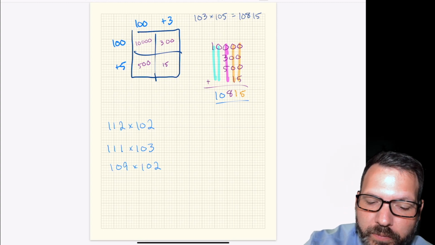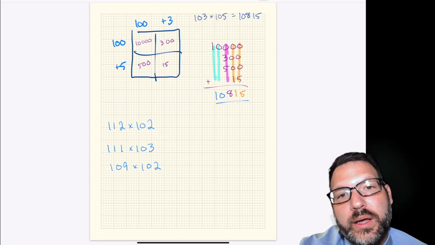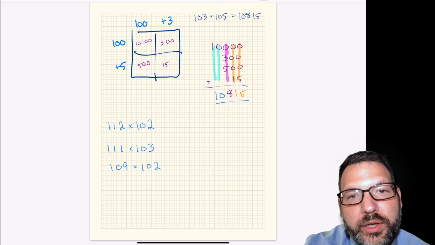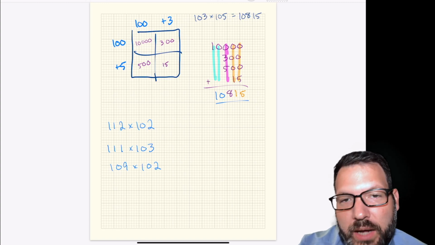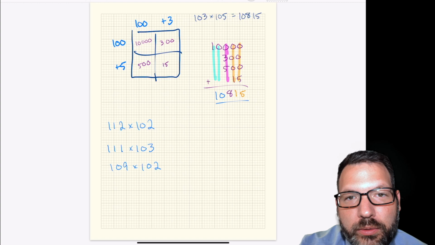Hopefully that's helpful to you. Hopefully that makes a little bit more sense of why your teacher is randomly torturing you and your children with this new model for multiplication. If not, though, well, we're going to keep doing it till morale improves.